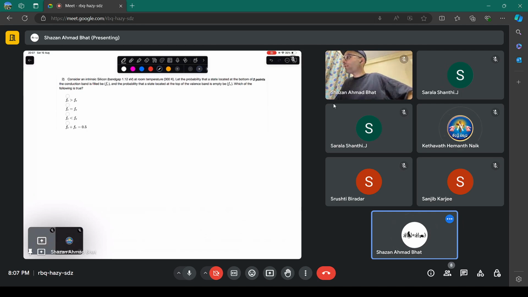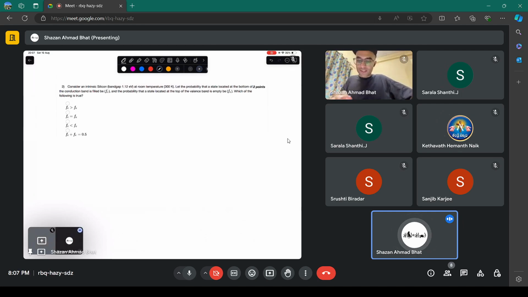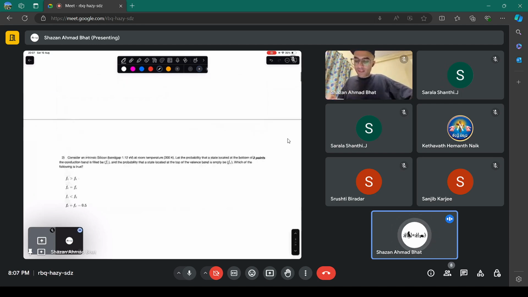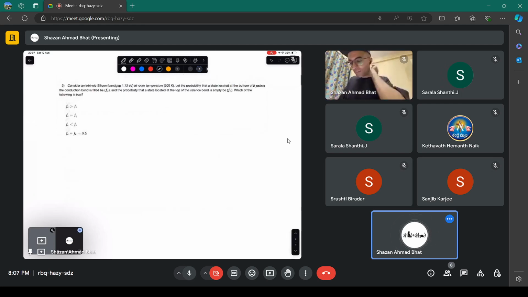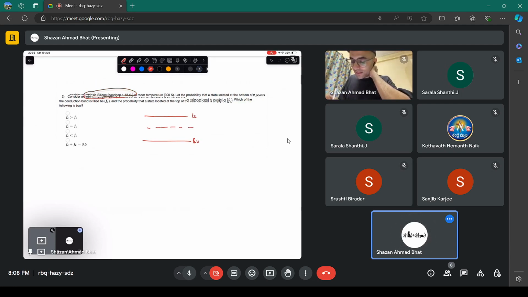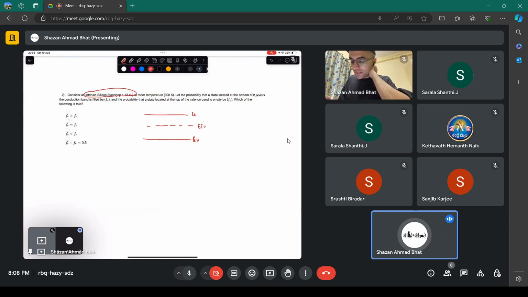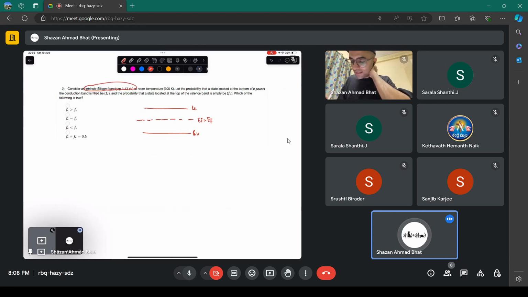No, sir. Okay, sure. Moving to the second question quickly, because I think I'm overshooting the time, but that's fine. We have to consider an intrinsic silicon. Intrinsic silicon means there is the conduction band and the valence band, and the intrinsic level is in the middle. That means this is the Fermi level, exactly in the middle, and this is the 1.12 electron volt band gap.